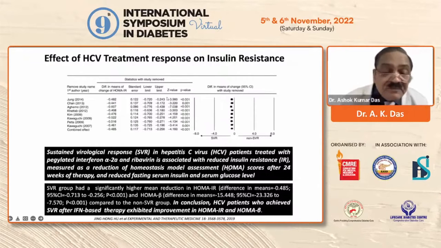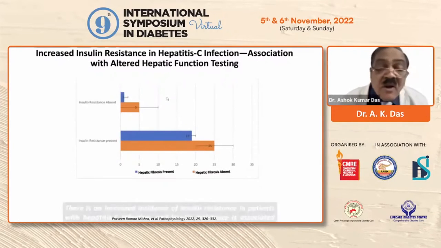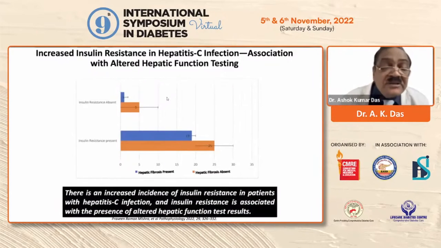In contradistinction, it has also been shown that when a sustained viral response is there, that means the HCV is coming down, there's a reduction in the HOMA-IR, showing that diabetes does not occur. So therefore, SVR has a great bearing on the production of diabetes mellitus, and where there's good virological clearing, type 2 diabetes may not occur.